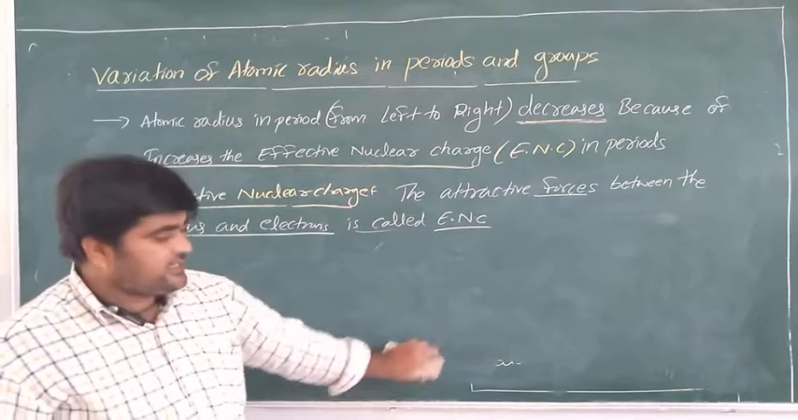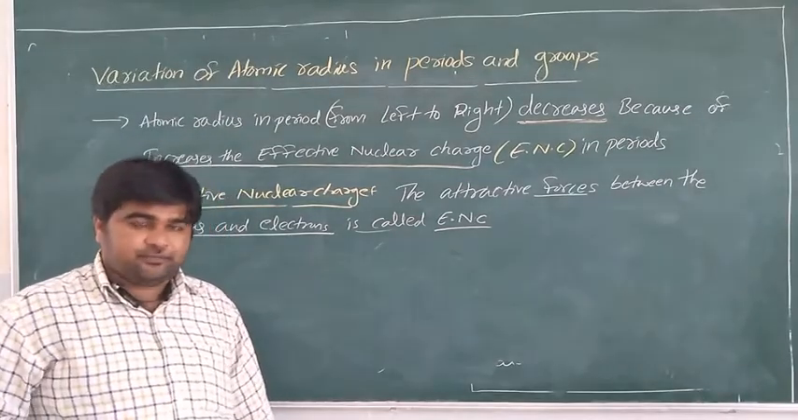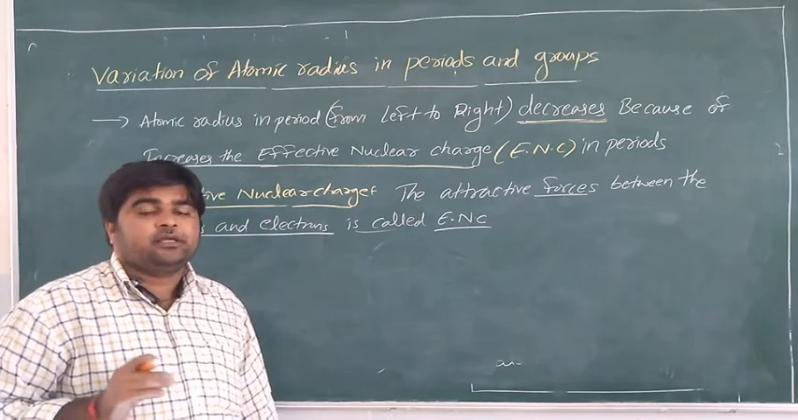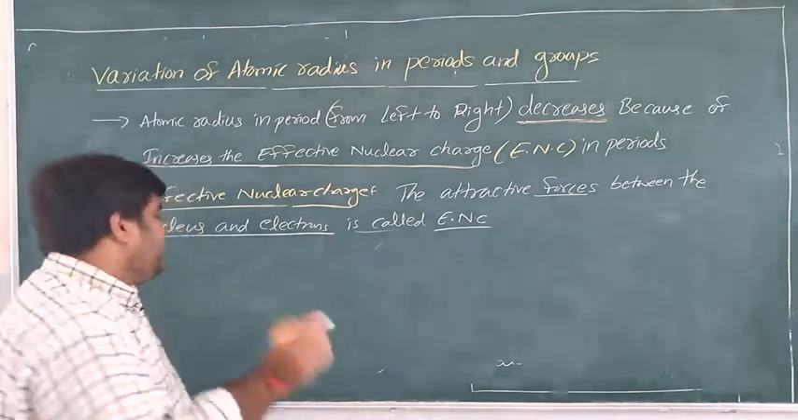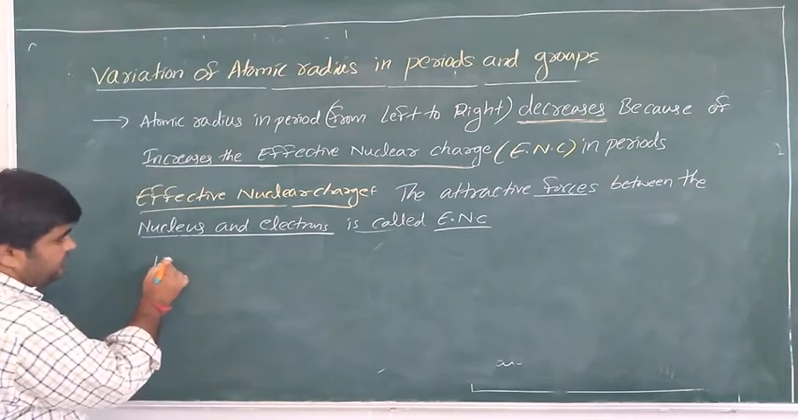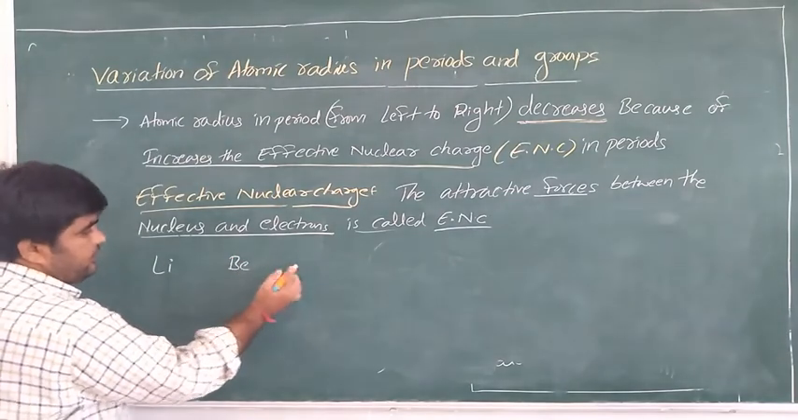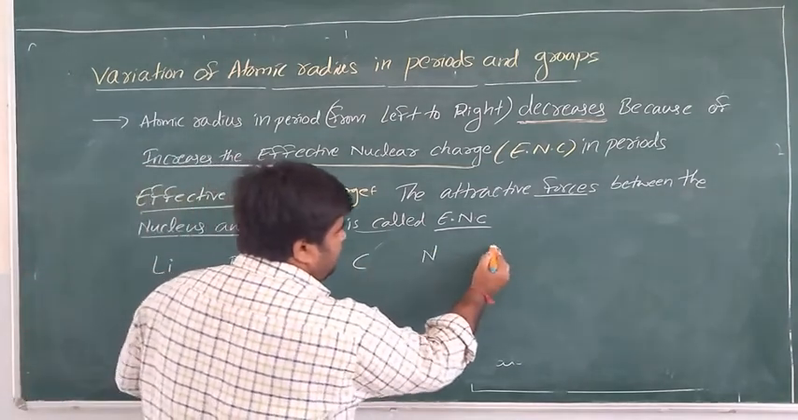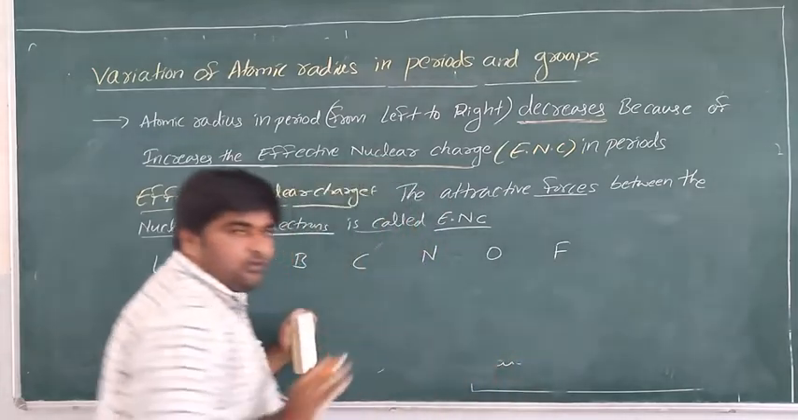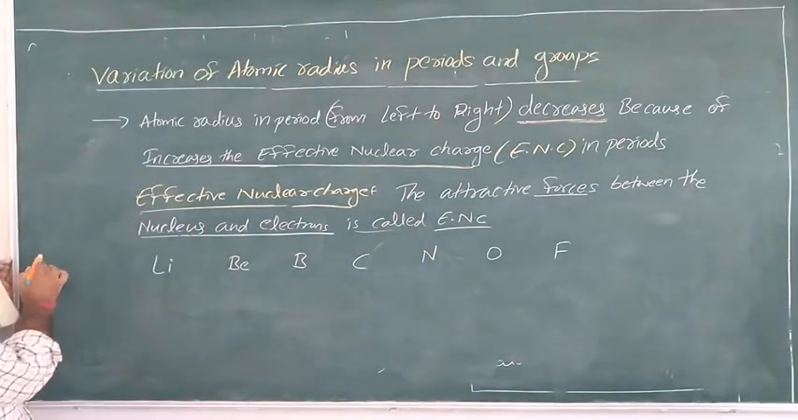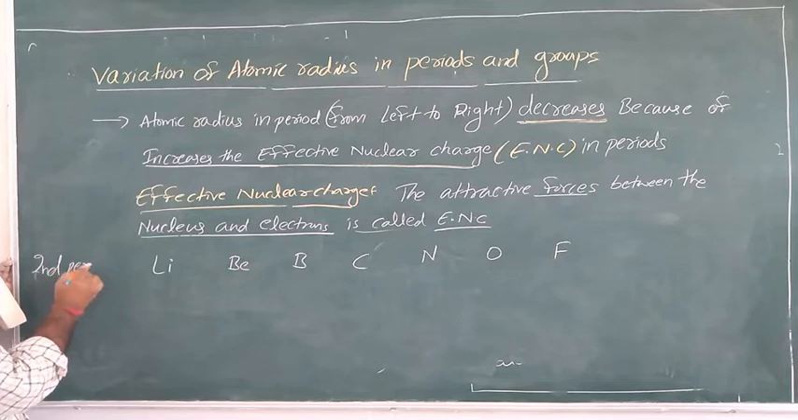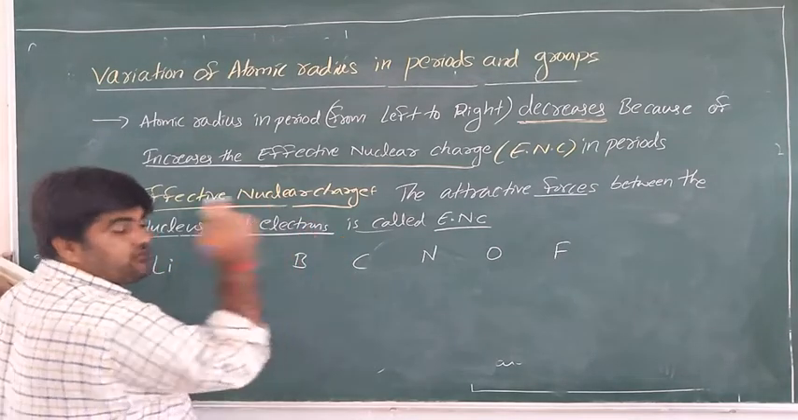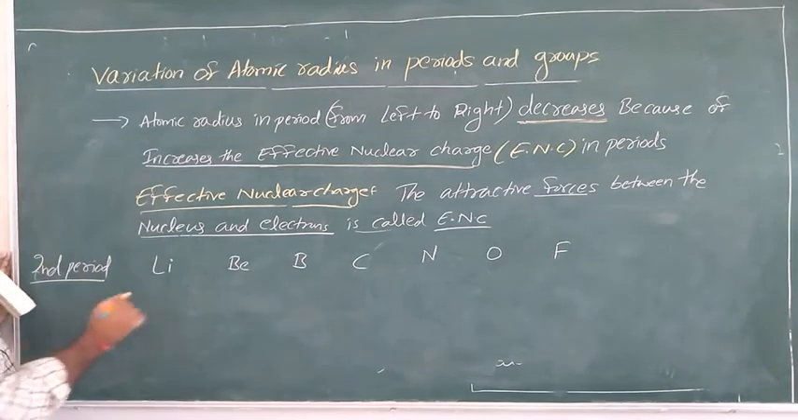So let us take one example. Take the second period elements. The second period elements are lithium, beryllium, boron, carbon, nitrogen, oxygen, fluorine. So let us come to the electronic configuration.